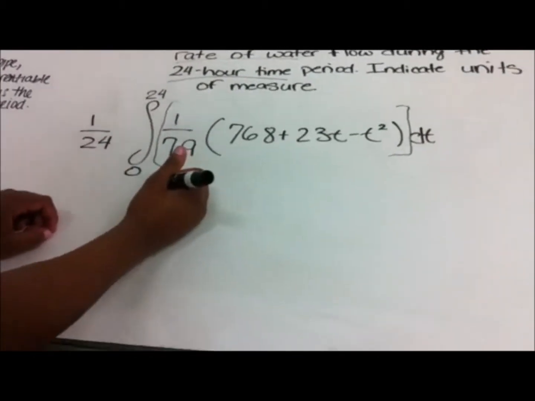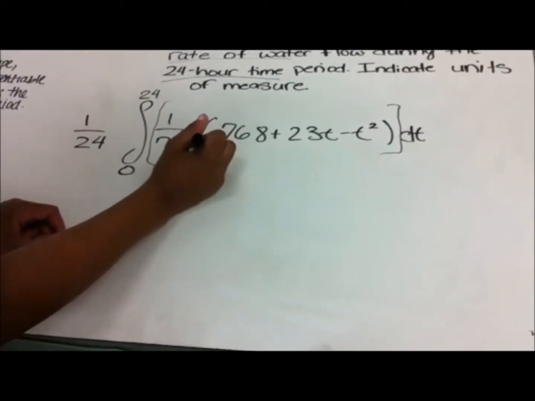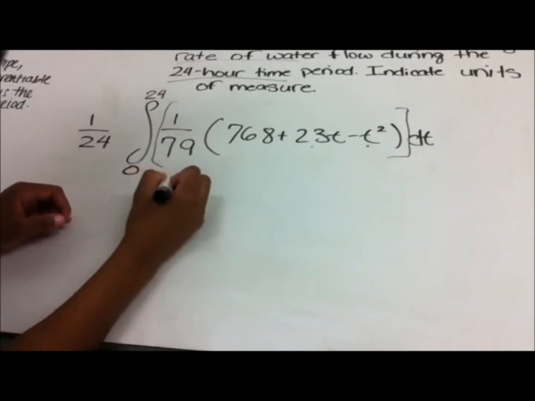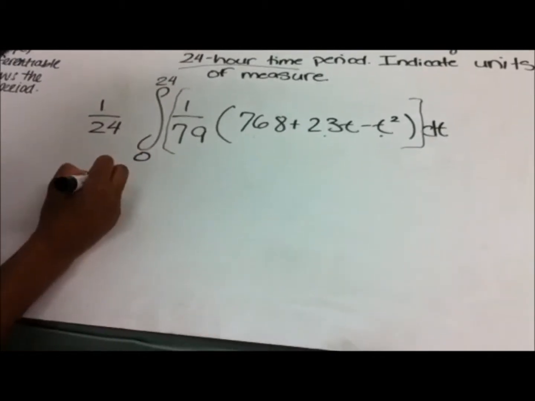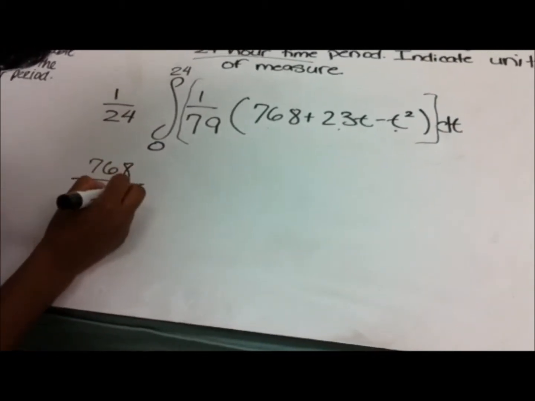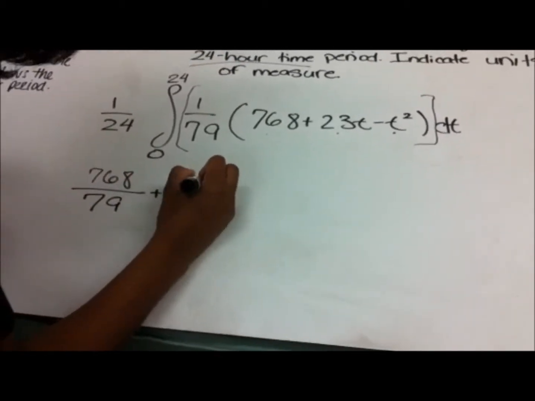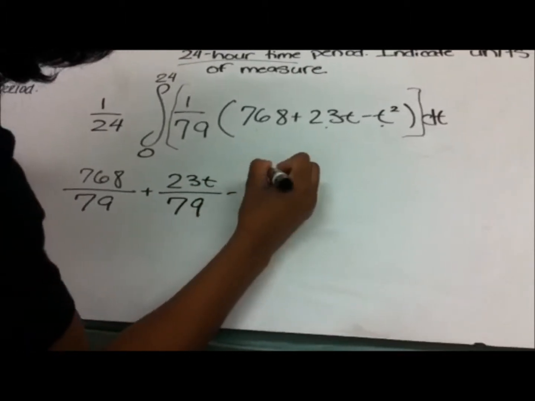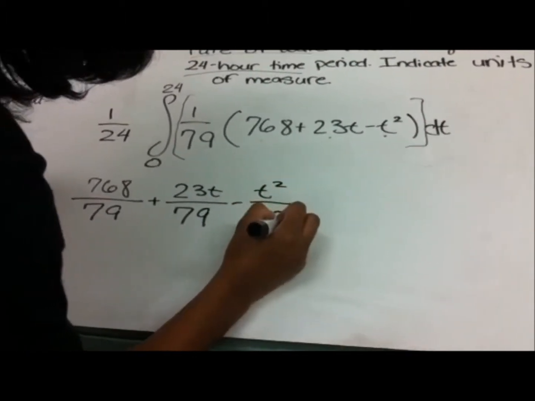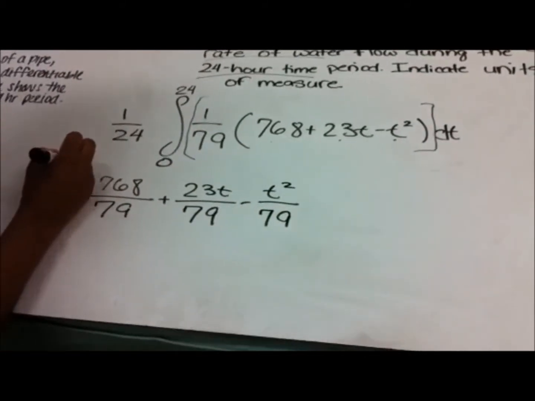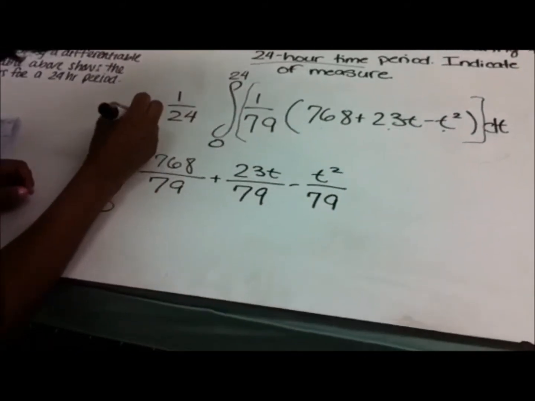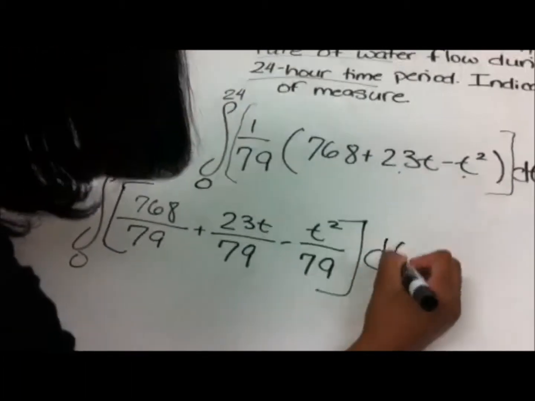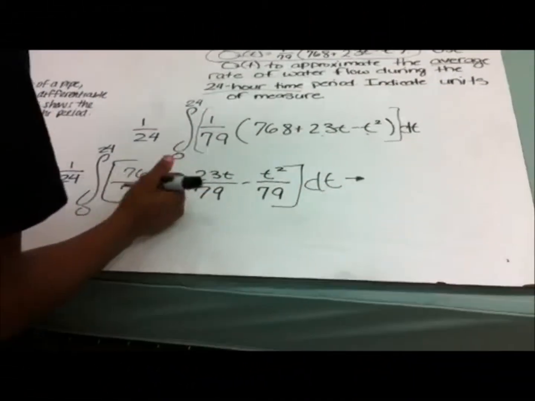To make this problem a whole lot simpler to solve, you need to distribute 1 over 79 to each one of these numbers. So then you end up with 768 over 79 plus 23t over 79 minus t squared over 79. Because all you did was distribute 1 over 79, you still need to integrate. And then you begin to integrate.